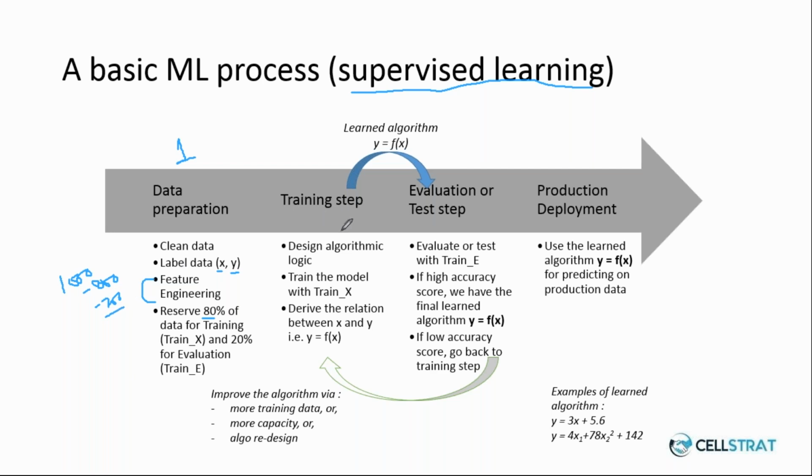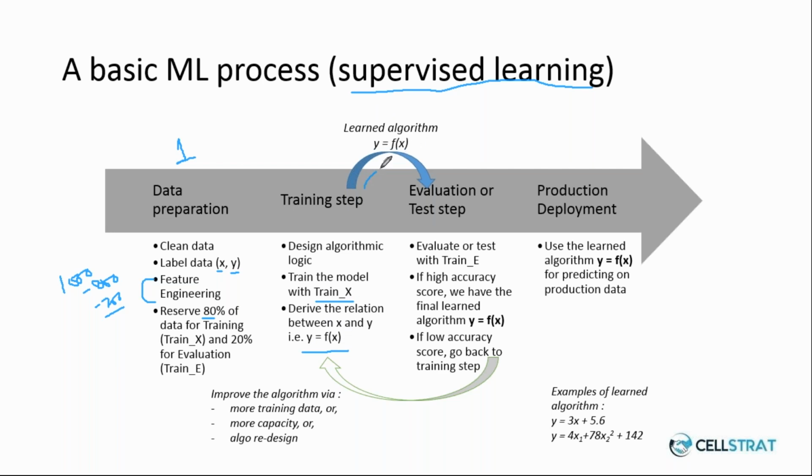So next comes training step. And here I'll be using the 80% of the original data which was reserved as training. Let's call it train_x. Using this, I reverse engineer or discover the relationship between x and y. Once I found this model, the model has been learned.